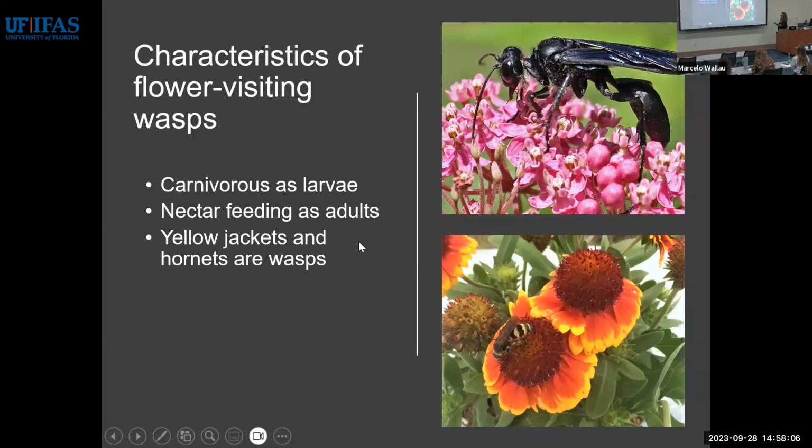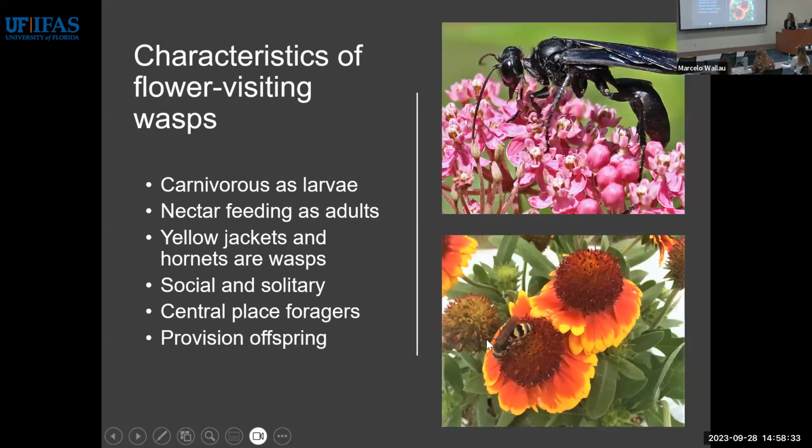I want to point out that wasps do include yellow jackets and hornets. I often get that question a lot. Are they wasps? Yes. But like bees, wasps are both social and solitary. So the examples I listed there, yellow jackets and hornets, are social. They kind of give wasps a bad rap because they're more aggressive. But there's lots of solitary wasps that don't have big colonies, that are not very aggressive, including a lot of the flower visiting wasps. Like bees, they're central place foragers and provision their offspring.